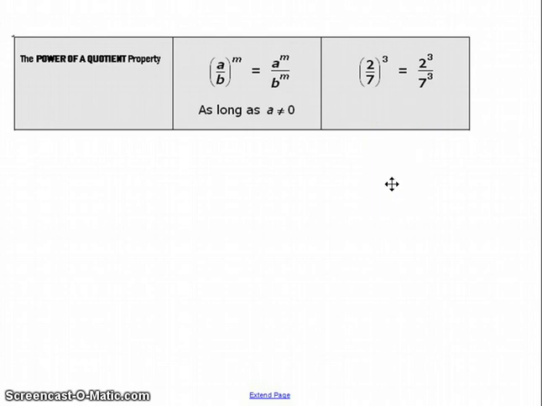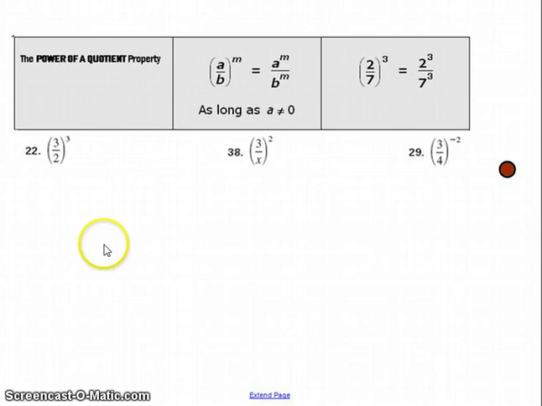Let's look at some other examples. Here are 3 others. Carry these forward as far as you can. You ought to know, for example, what 3 cubed and 2 cubed are. But hit the pause button, and when you come back, I'll show you the right answers for all of these things.